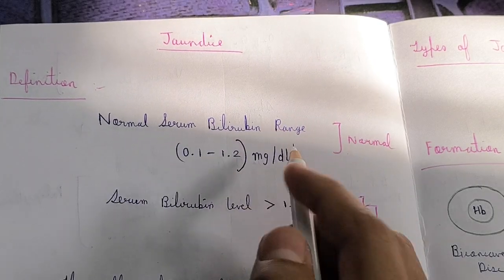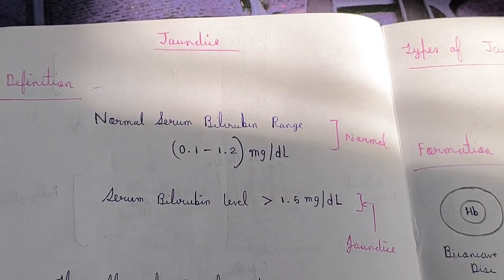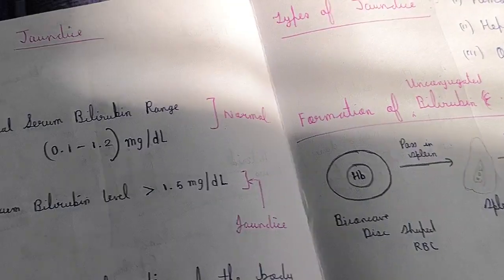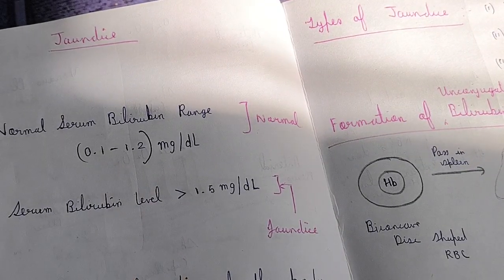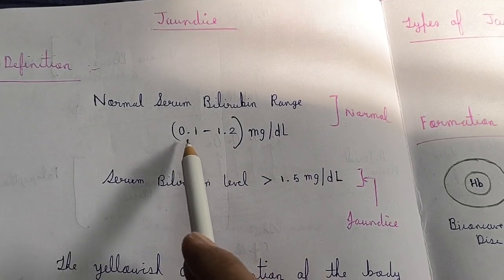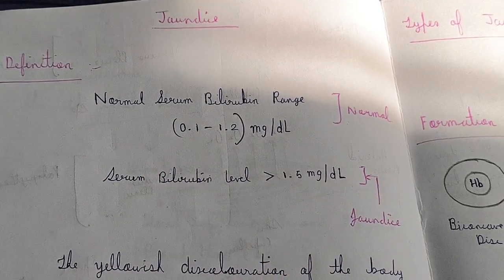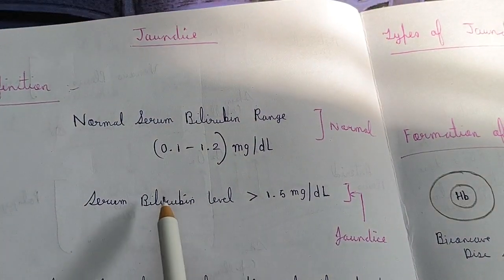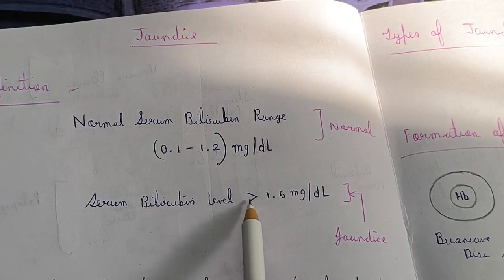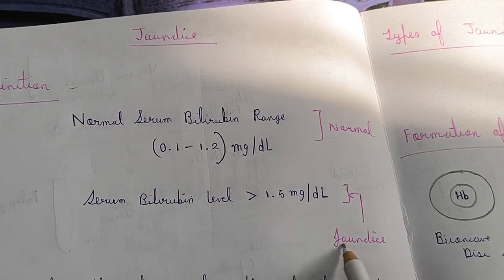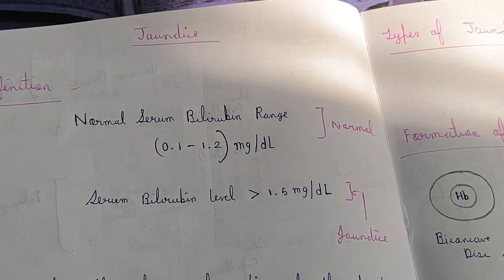Before discussing jaundice, you should know about the normal serum bilirubin range. The normal serum bilirubin range is 0.1 to 1.2 milligram per deciliter, and when the serum bilirubin level exceeds 1.5 milligram per deciliter, jaundice occurs.